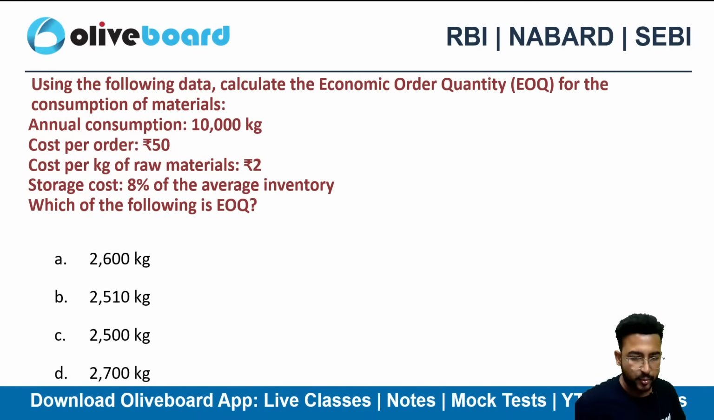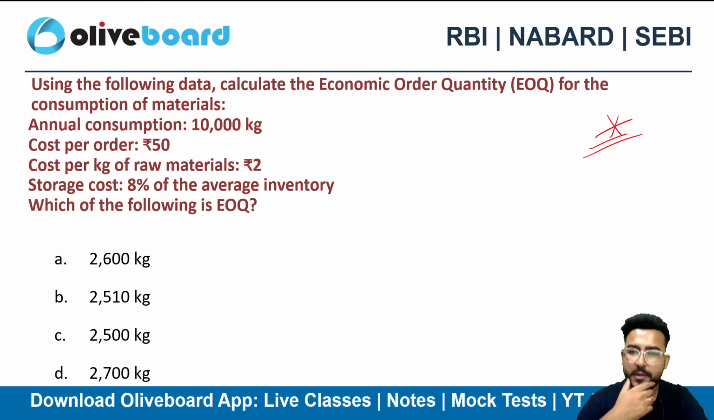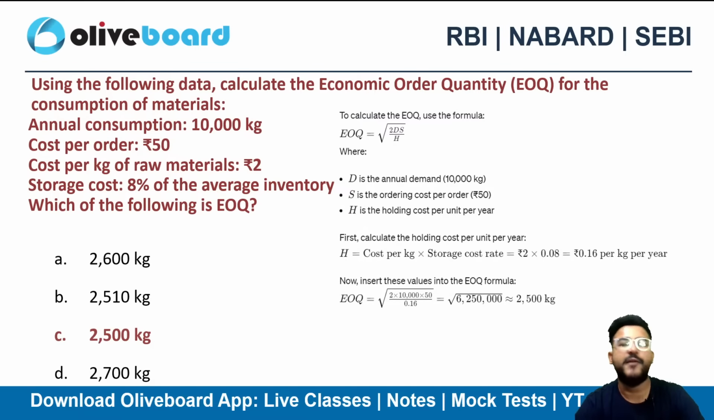Here you need to calculate economic order quantity. How to calculate economic order quantity? Do you guys remember this one? There's a formula for calculating the economic order quantity, right? The concept is as similar as batch quantity only. 2 into annual demand into ordering cost divided by the carrying cost. So the correct answer here will be 2500 kilogram.